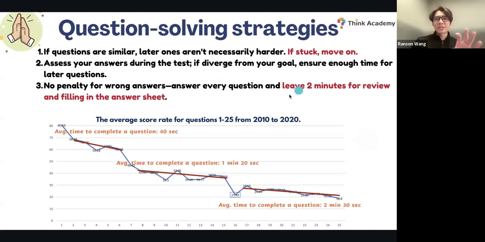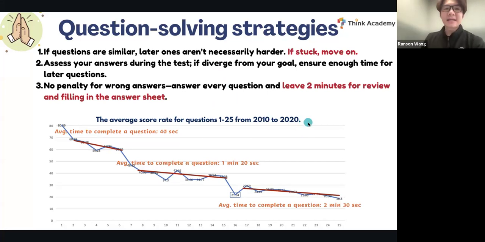Also important are the question solving strategies. First of all, if the questions are close to each other, for example, questions 15 and 16, the later ones are not necessarily harder. Which means if you get stuck, move on. This happened in this year's AMC 10 test. In AMC 10B, because AMC 10 has A and B, two different tests, there is one question around question 15 that is super hard. It's like question 25's difficulty level. So a lot of students just got stuck there. And actually, the last two questions, questions 25 and 24, are pretty easy. They're like the difficulty of question 15 or even question 10. So it's always better for you to browse all of the later questions to see if you can really solve them, and don't spend too much time on only one question. This is one strategy.